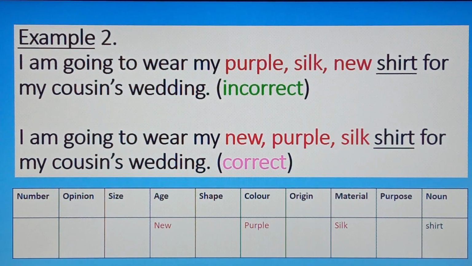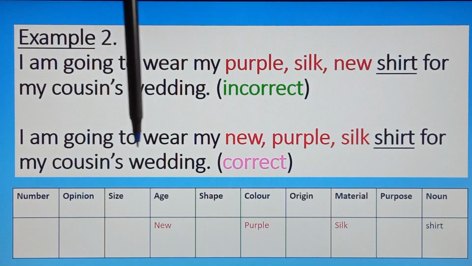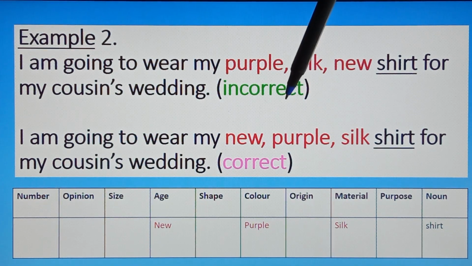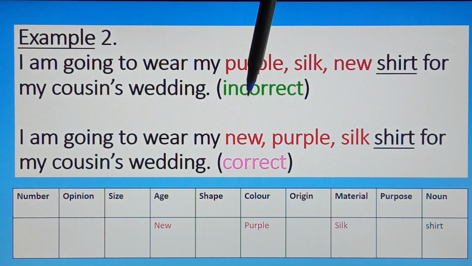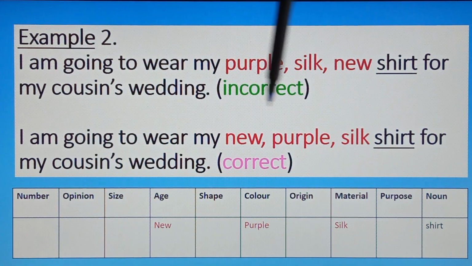Next example. I am going to wear my purple silk new shirt for my cousin's wedding. This is incorrect. I am going to wear my new purple silk shirt for my cousin's wedding. This is a correct sentence. Why? Because according to NOSASCOM, we place the adjectives in order. Here new is age, purple is color, and silk is material. But in the first sentence we are not putting the adjectives according to order, so the first sentence is incorrect.